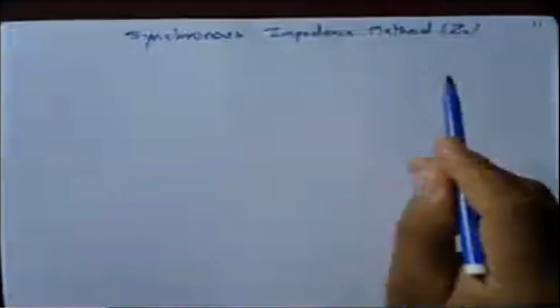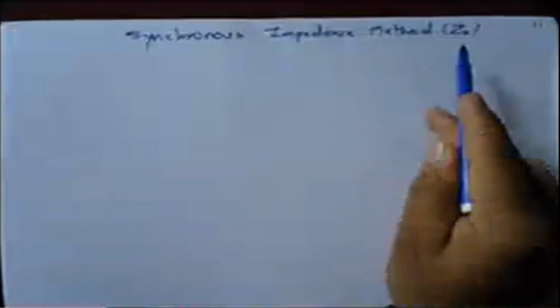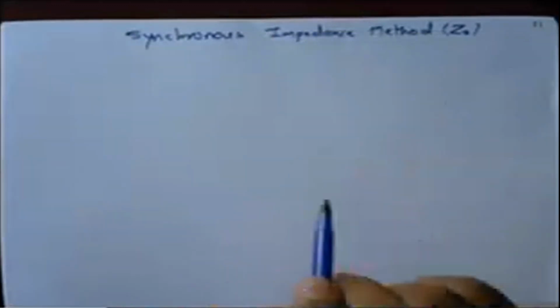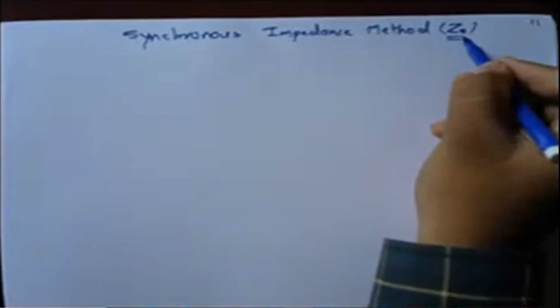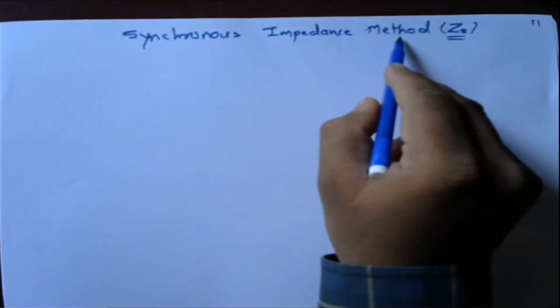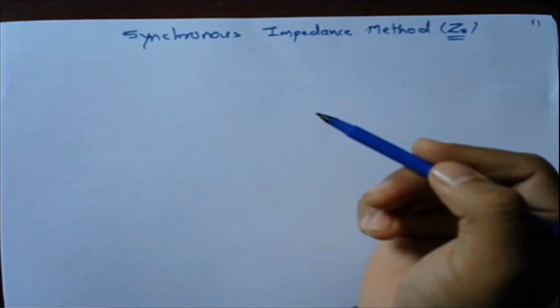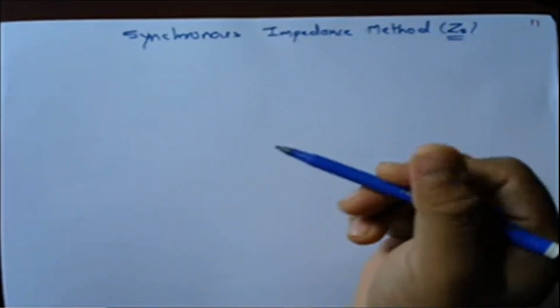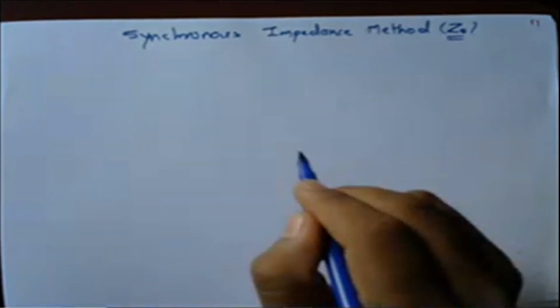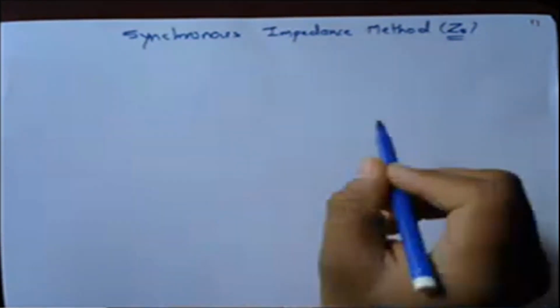In this method, we have to find the synchronous impedance by using the open circuit test and short circuit test to calculate the voltage regulation. So we are using synchronous impedance to calculate the voltage regulation, so it is called the synchronous impedance method. In this method, the effect of leakage flux and armature reaction as a voltage drop we are considering.